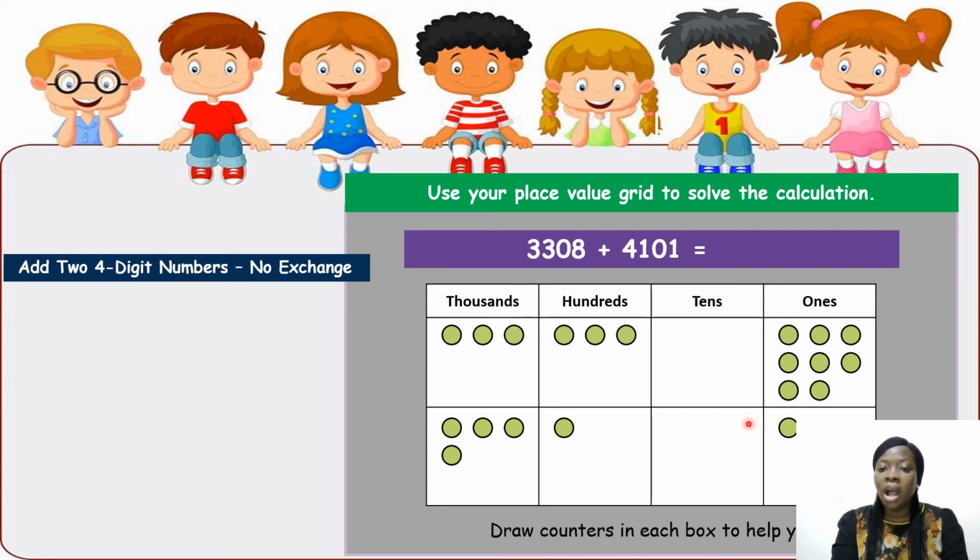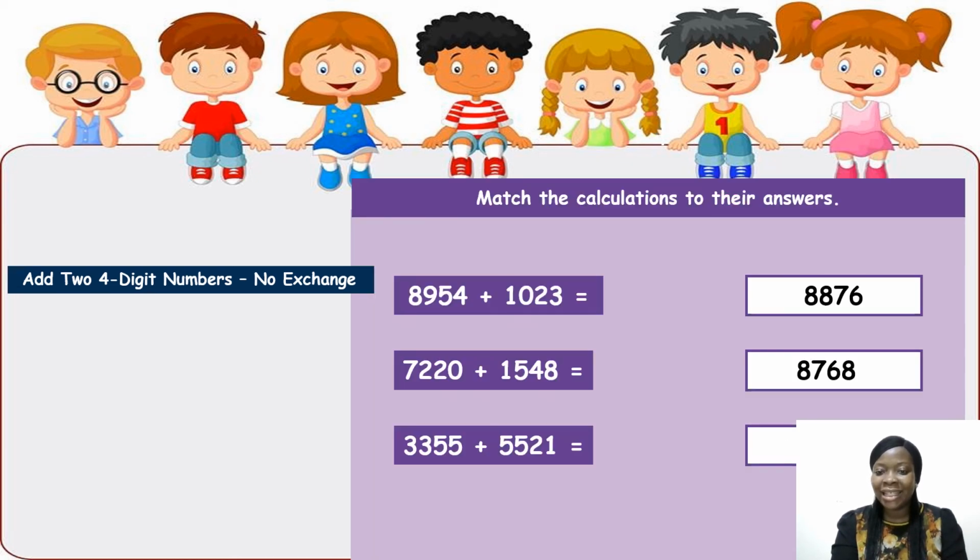Now, how do we add the numbers together? When we add, we are going to add the ones first, and when we count all together, we have 3, 6, 7, 8, 9. Then the tens, there is nothing here, so it remains 0. Then the hundreds, 1, 2, 3, 4. And then the thousands, 1, 2, 3, 4, 5, 6, 7. And that is how we arrived at 7,409. Hope this is clear.